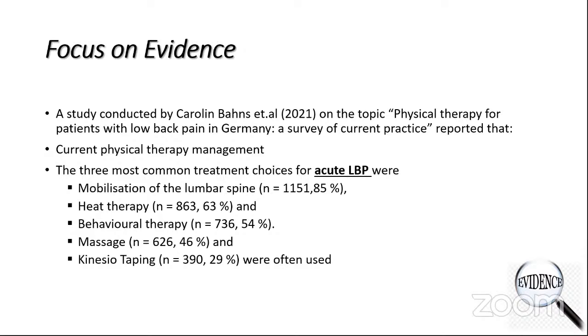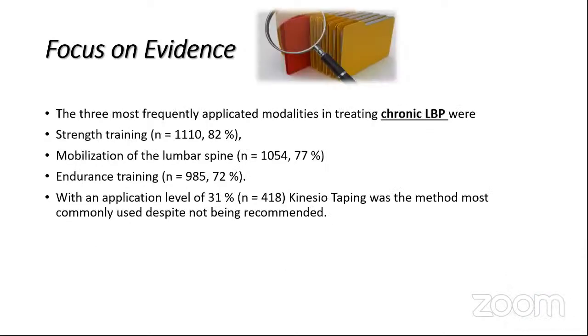They had treated them with heat therapy, behavior therapy, massage, and kinesiotaping. Okay. And when a patient with chronic low back pain comes to them, they have treated them with strength training, mobilization of lumbar spine, and endurance training. And with an application level of 31%, kinesiotape was the most commonly used, despite not being recommended.